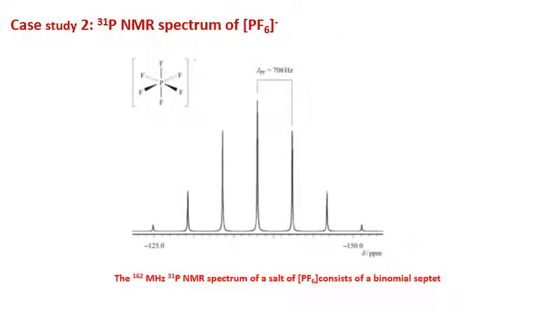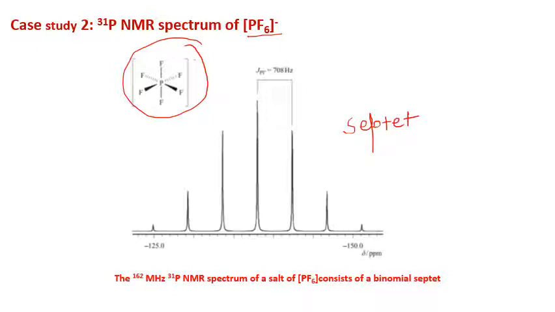Case study 2. This is the 31P NMR spectrum of the PF6 minus salt. This is one of the inorganic salts. You can see the structure is given here. This is an octahedral structure. If you record the 31P NMR spectrum, you will get a spectrum like this, having a binomial septet, with seven lines.